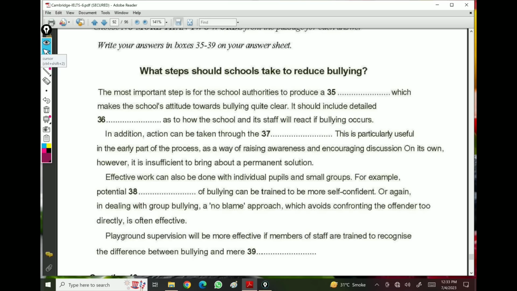All right. After this, question number 37, please. Question number 37. Okay, I'm reading it after 36. Guidelines as to how the schools and its staff will react if bullying occurs. In addition means furthermore, additionally, and all that. In addition, action can be taken through the dash. Now, how they can take action? Action can be taken through dash. Okay, let's go back. Yeah, action can be taken through dash.